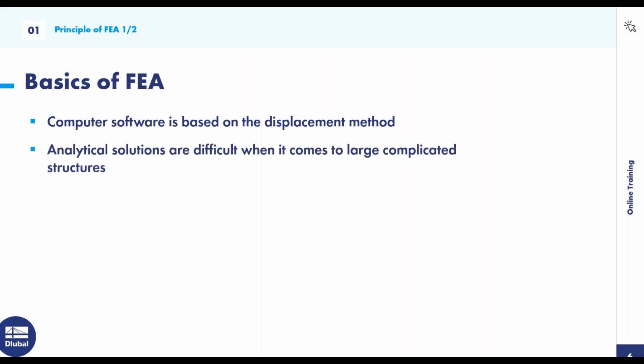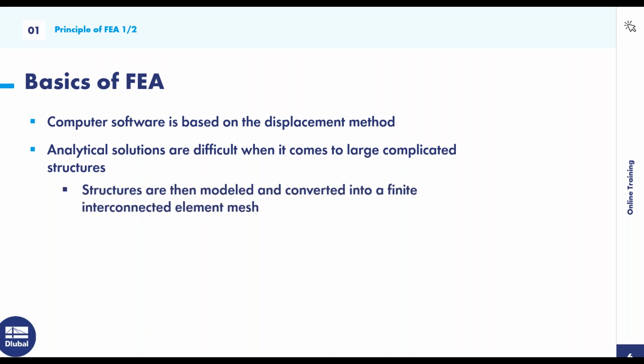The main problem today is that analytical solutions can be difficult to determine when it comes to large, complicated structures. Doing hand calculations for some structures with complicated and odd geometry can almost be impossible or feel impossible. The limits are being reached with large, complicated structures, so it's difficult to get accurate results. And this is where FEA software comes in.